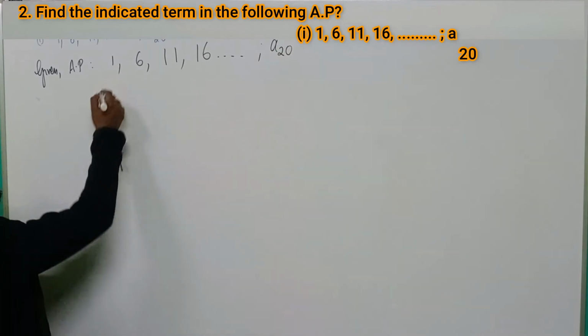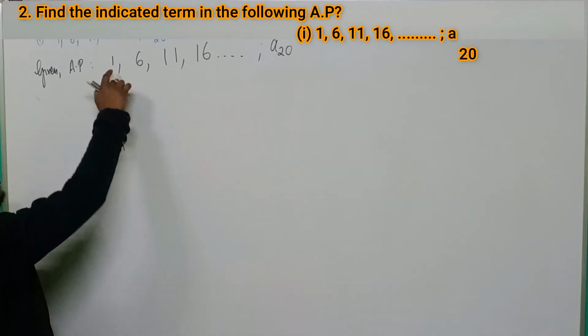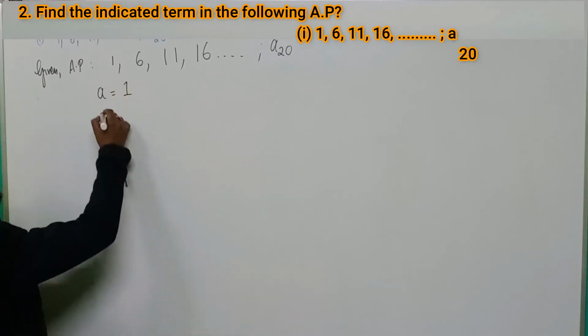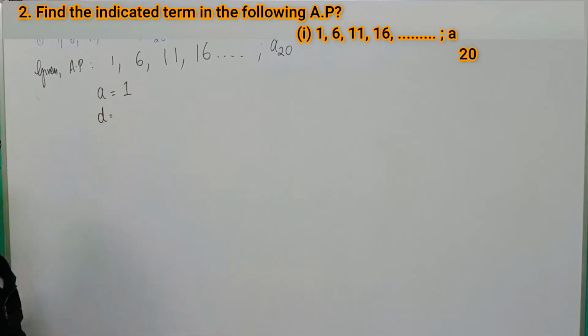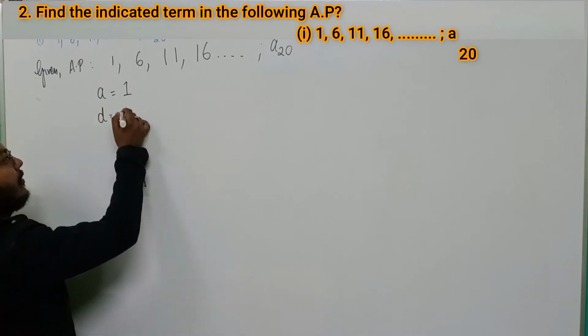So what are they given? You can see here the first term. What is my first term? A. So how much is A? A is my 1. So the first term is 1. Now D I have to find. How will I find D? I have done it in part 1, so you have to go through that.